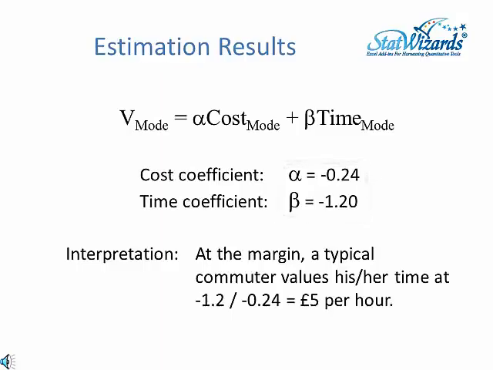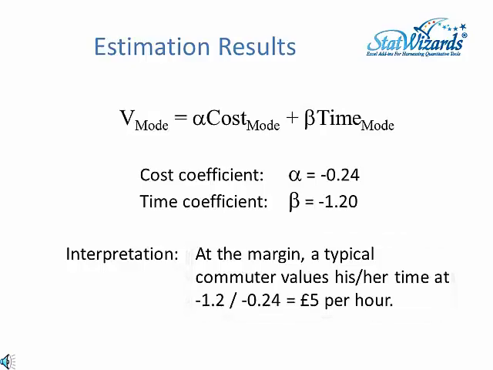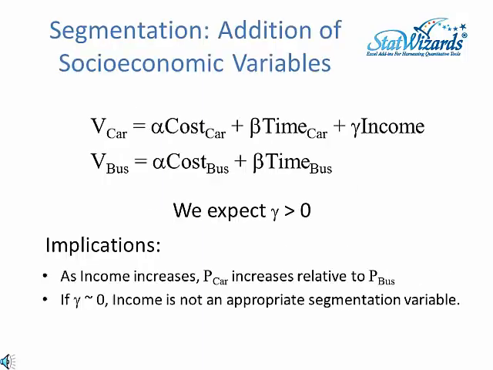Now there's an interesting interpretation to these coefficients, and that is this. At the margin, a typical commuter would value his or her time by the ratio of these two, the ratio of the time coefficient to the cost coefficient. In other words, minus 1.2 divided by 0.24, or about 5 pounds per hour. This turns out to be a fairly reasonable amount.